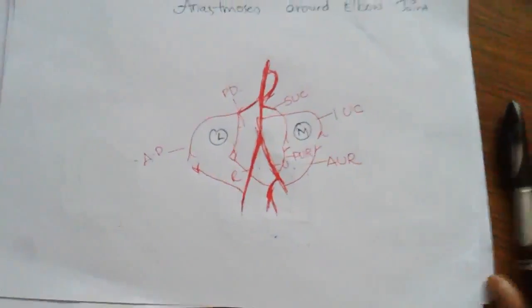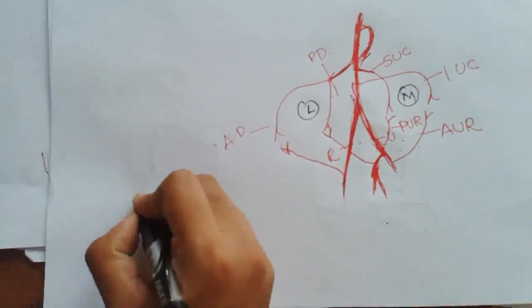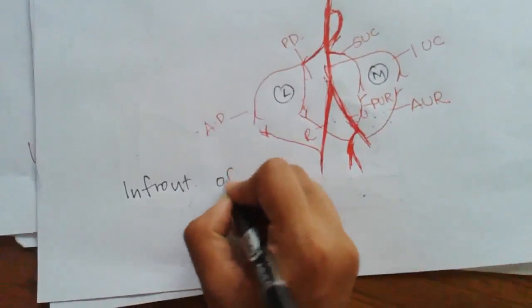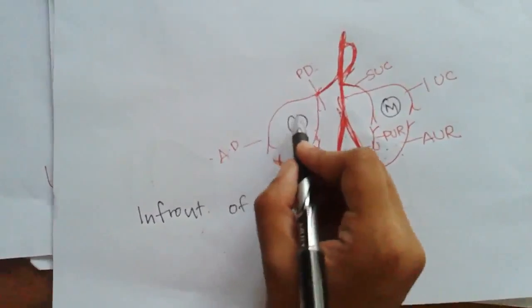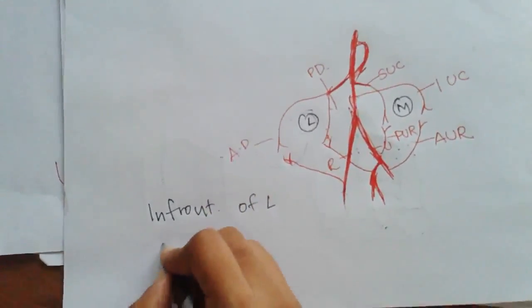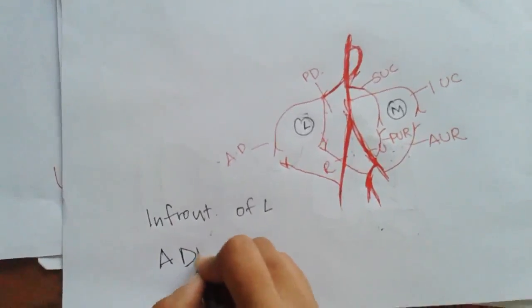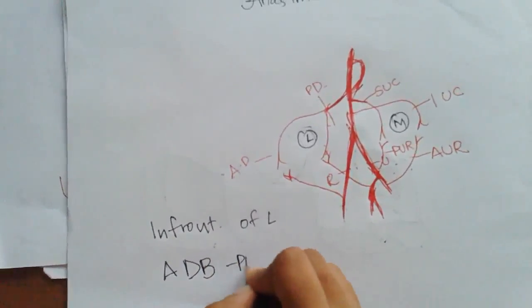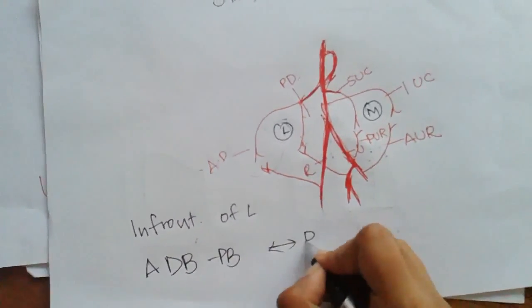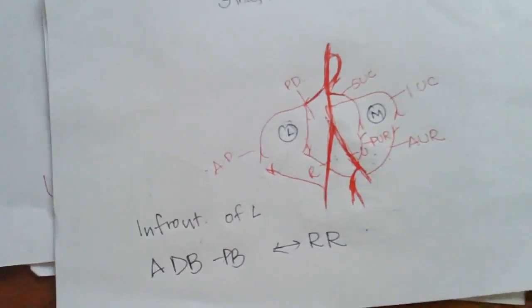Now let us simplify it. First, in front of lateral epicondyle. This is lateral epicondyle, this is in front. So in front of lateral epicondyle there will be anterior descending branch of profunda brachii anastomosing with radial recurrent artery.